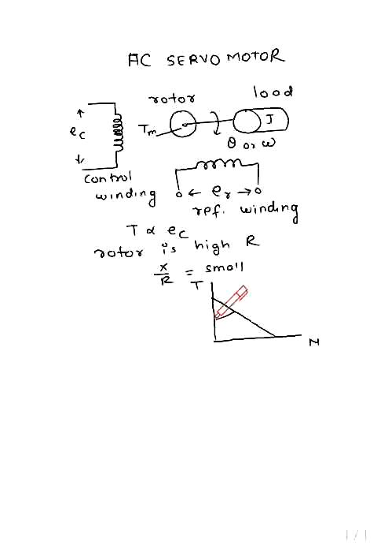So we can see this is the AC servo motor, and if we compare with the induction motor, the characteristic will be like this. So this is the two-phase induction motor. The difference is that in the AC servo motor the X by R ratio is small, but in the two-phase induction motor, the X by R ratio is not small.